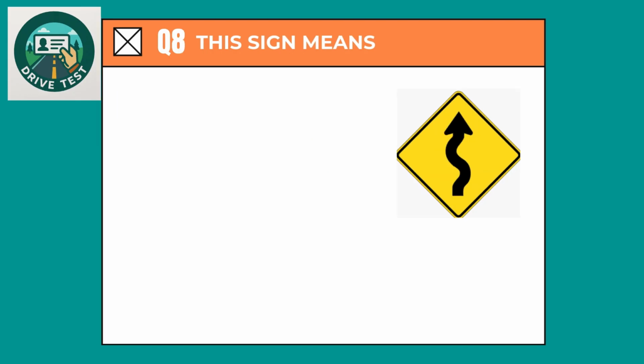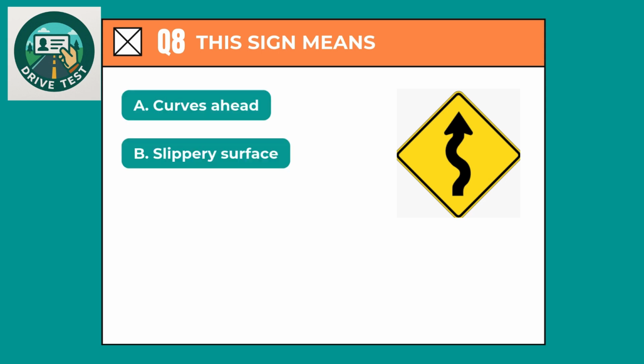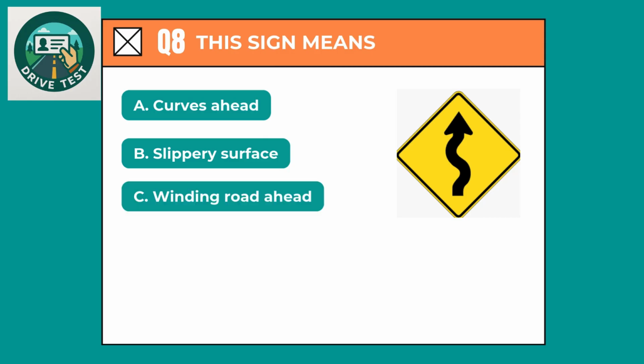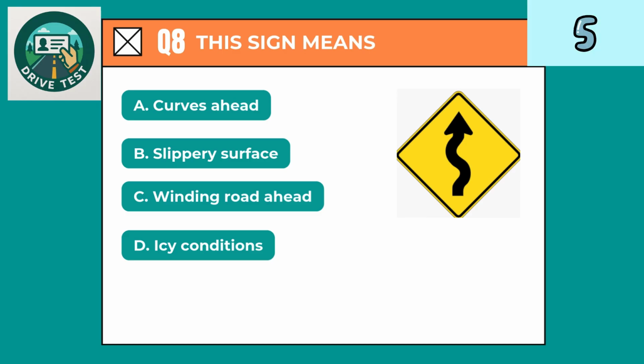Question 8. This sign means: A. Curves ahead. B. Slippery surface. C. Winding road ahead. D. Icy conditions. The correct answer is C. Winding road ahead. Several curves are coming. Slow down and steer gently.